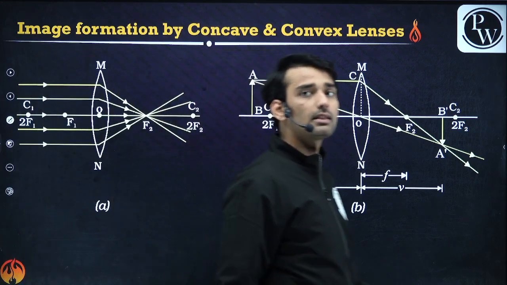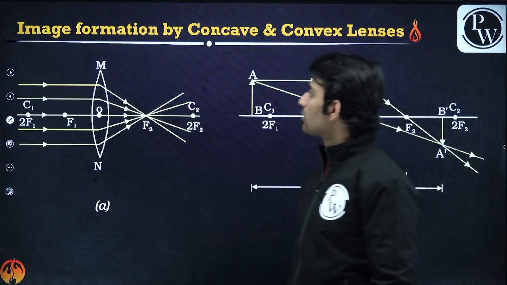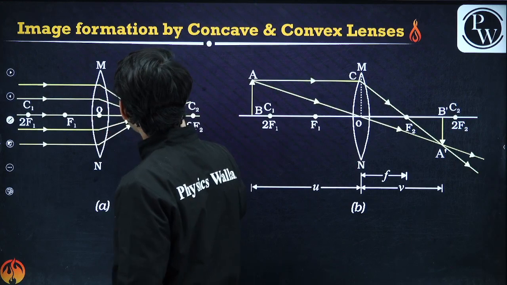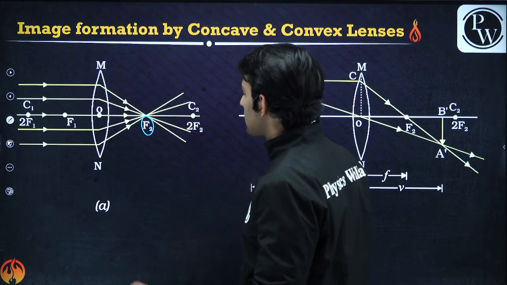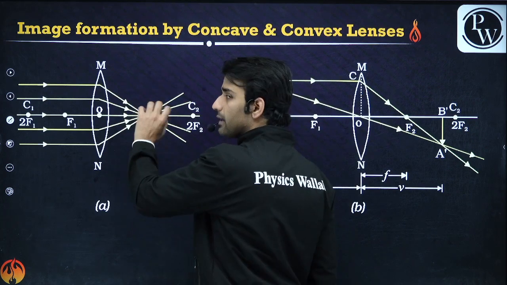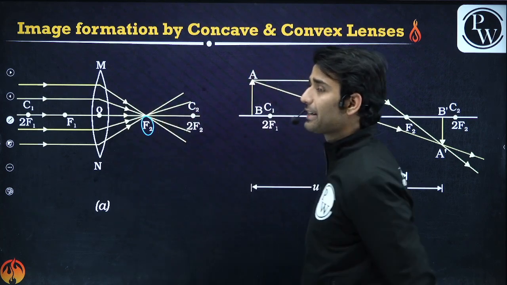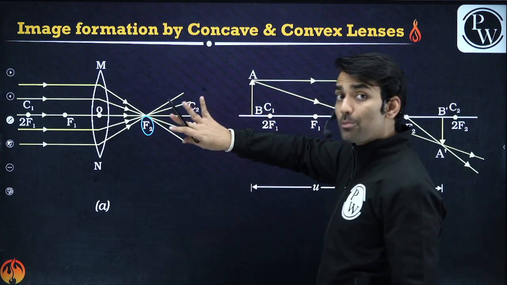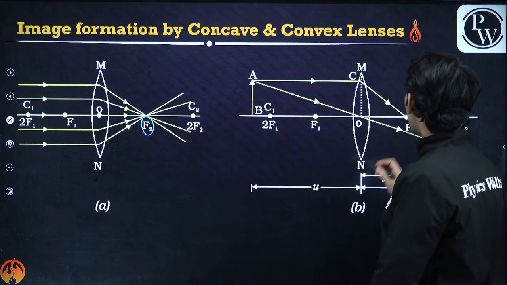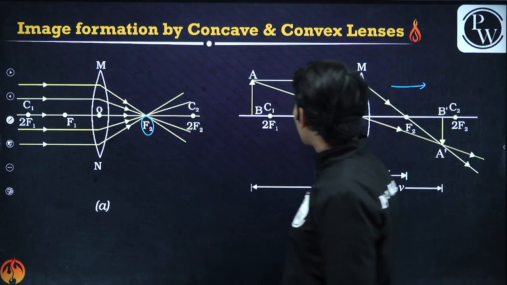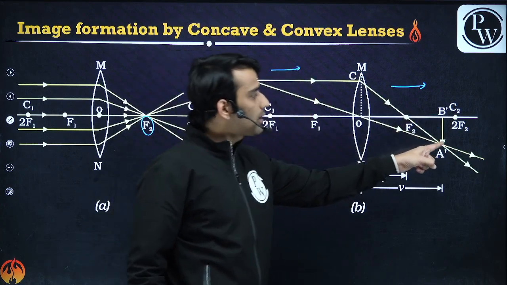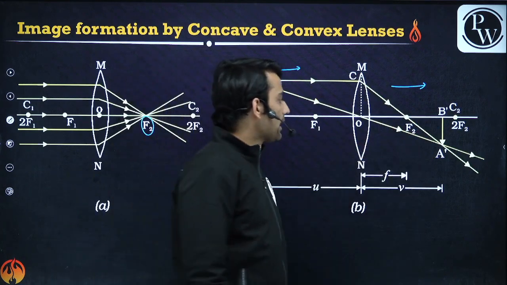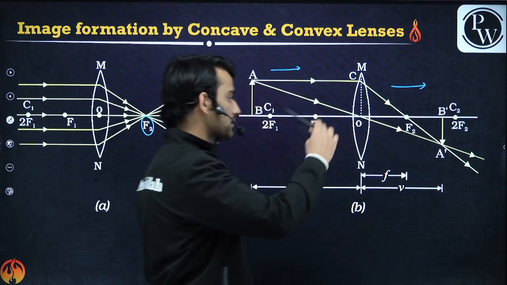First case is obviously the object at infinity. So, the rays coming from the object at infinity converge at a point F2. This is called the focus, right? Obviously, the image is real, inverted, and it can be taken on a screen and it is highly diminished. Bring the object closer to the lens, the image will go away. The image has gone between F2 and 2F2 and the image is real, inverted, and diminished, right?